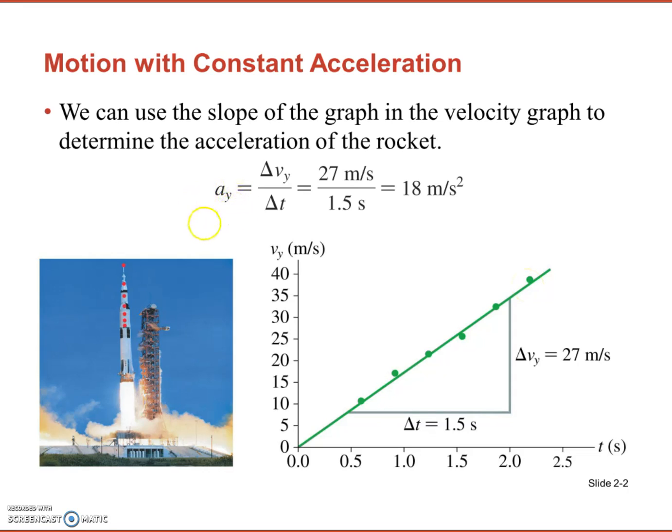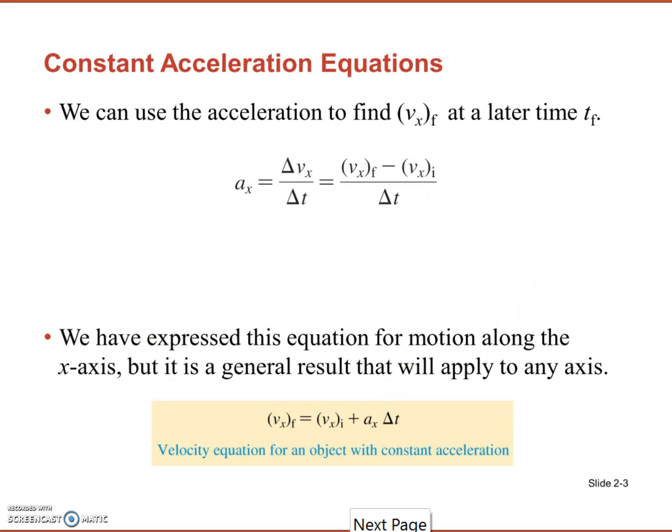Remember we said before that the acceleration is how much the velocity changes with time. In this case, we have a change of 27 meters per second in a time interval of 1.5 seconds, which gives us an acceleration of 18 meters per second squared. So we can use the definition of acceleration, delta v over delta t, to define our first kinematic equation.